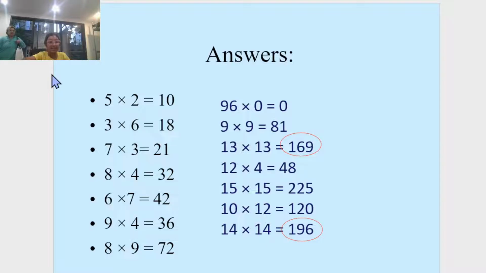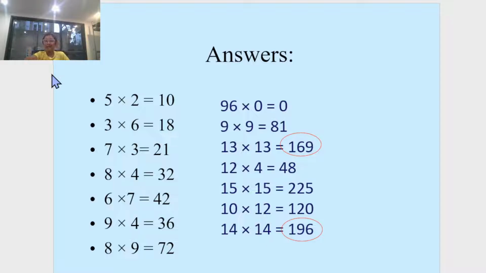9 times 9 is 81. And 13 times 13 is 169. I'll tell you why I circled that in red in a minute. Now the hard section: 12 times 4 is 48, 15 times 15 is 225, 10 times 12 is 120, and 14 times 14 is 196. Most of these numbers in the hard section are just square numbers, and that means the same number multiplied by the same number is your product.